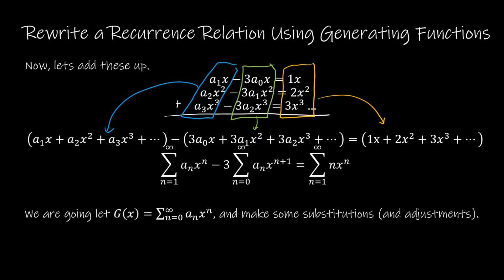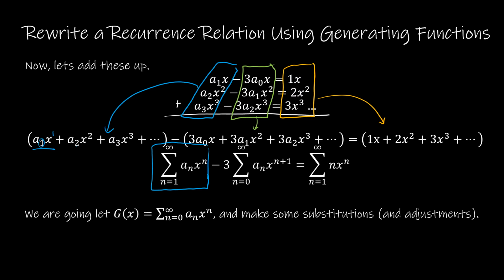Now, all I want to do is clean those up a little bit and rewrite them as a summation. So for my first one, I get a sub 1 x to the first, a sub 2 x squared, a sub 3 x cubed. I can rewrite that as a summation, and that summation is a sub n x to the n, where the first term is 1. So notice I've started with 1 here. So all of this represents the summation of those first products.